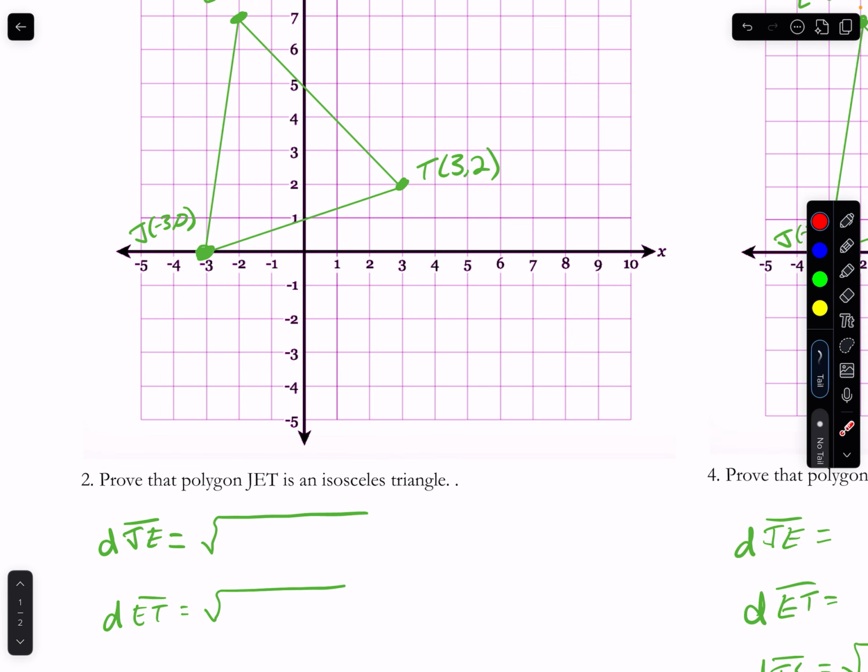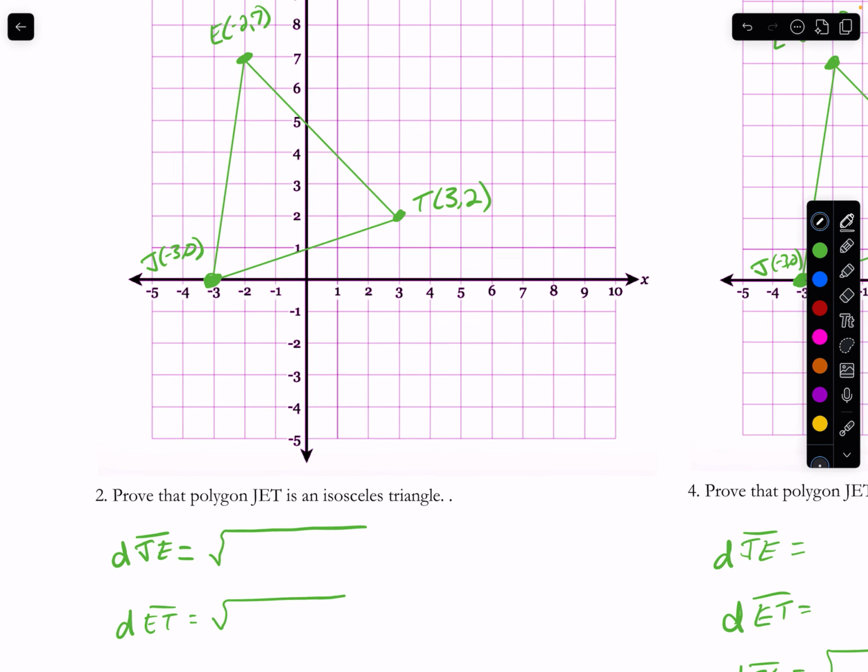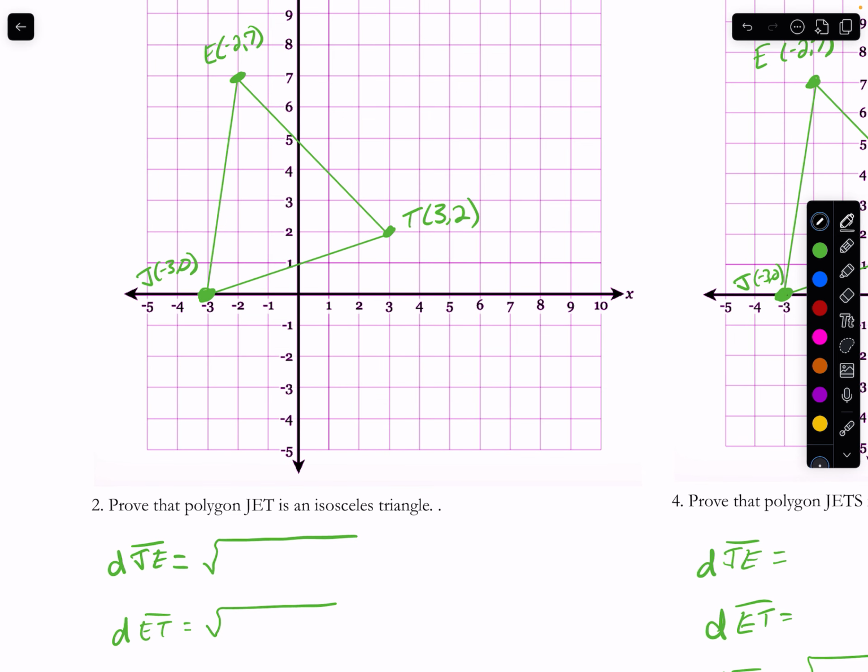So I'm going to find the distance from J to E here. So if I'm going to count, I'm going to create this right triangle now, right? I'm just going to go up and I'm going to go here. Okay, so the x distance and then the y distance squared. So I've got the x distance is a distance of 1 squared plus, and then the y distance is a distance of 1, 2, 3, 4, 5, 6, 7 squared.